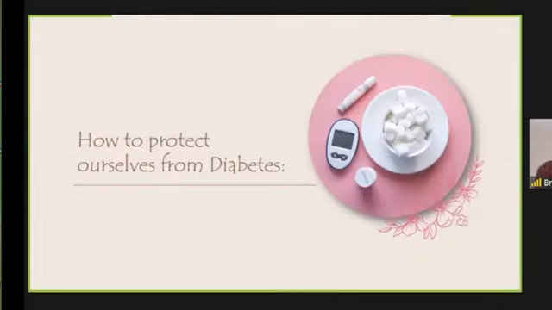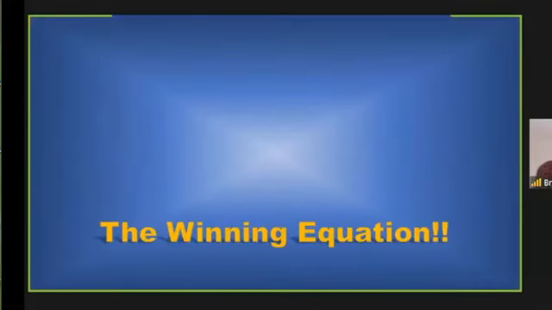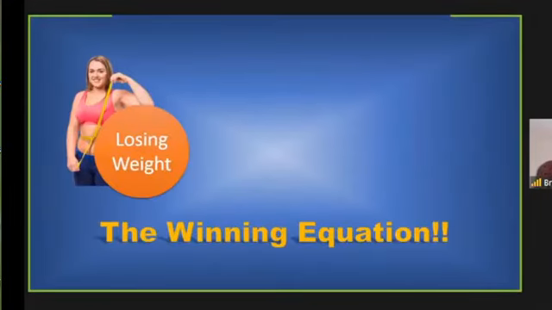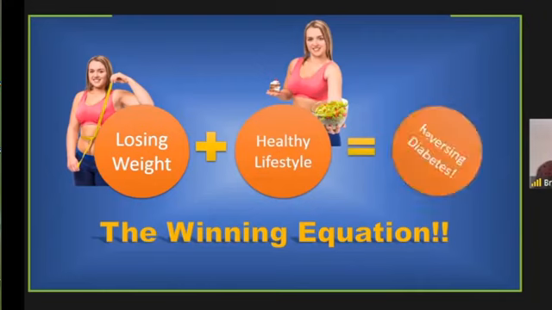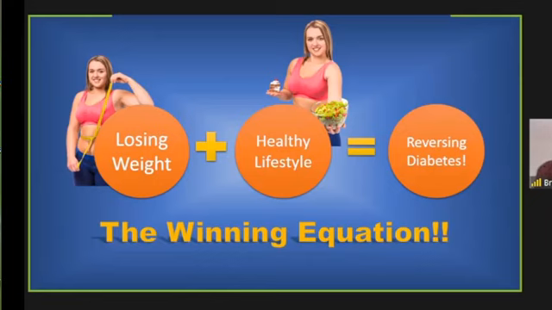Now, how do we protect ourselves from diabetes? The winning equation is A, losing weight, and B, a healthy lifestyle, which equals reversed diabetes. And there is actually one thing I forgot to mention about losing weight, which is inflammation.